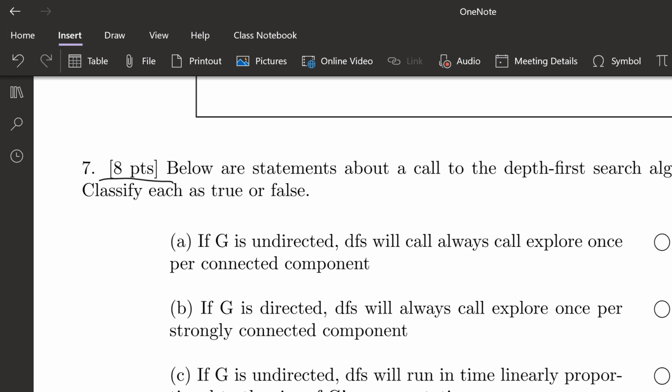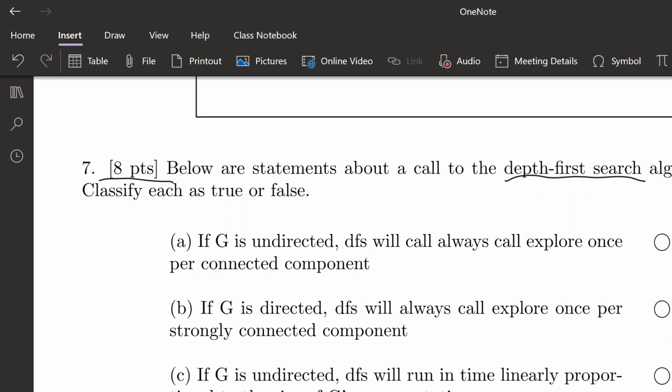So below are statements about a call to a DFS algorithm, depth first search, on graph G. Classify each as true or false. A, I haven't read these in a while. If G is undirected, DFS will always call explore once per connected component. True? Why do you say true? Because it's only going to explore the things that it hasn't visited.